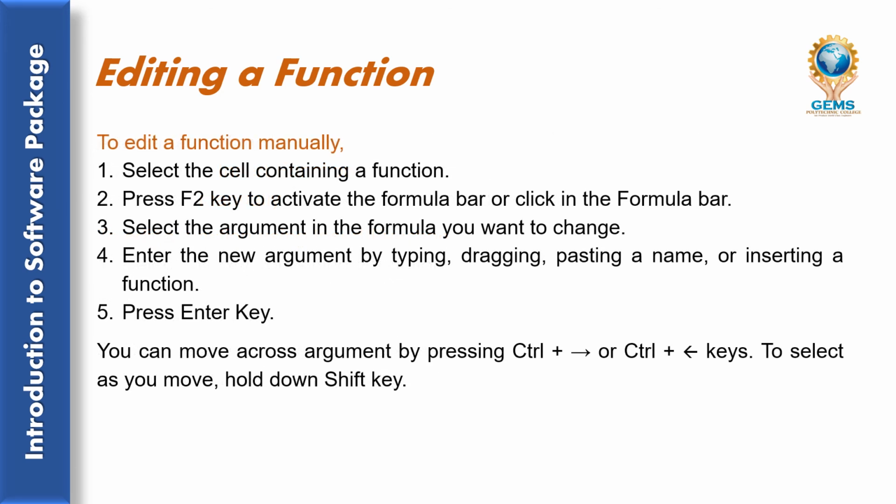Now, how to edit a function manually. Select the cell containing a function, and press the F2 key to activate the formula bar, or click in the formula bar. Select the argument in the formula that you want to change. Enter a new argument by typing, dragging, pasting a name, or inserting a function. Then press the Enter key. You can move across arguments by pressing Ctrl plus right arrow or Ctrl plus left arrow keys. To select as you move, hold down the Shift key.